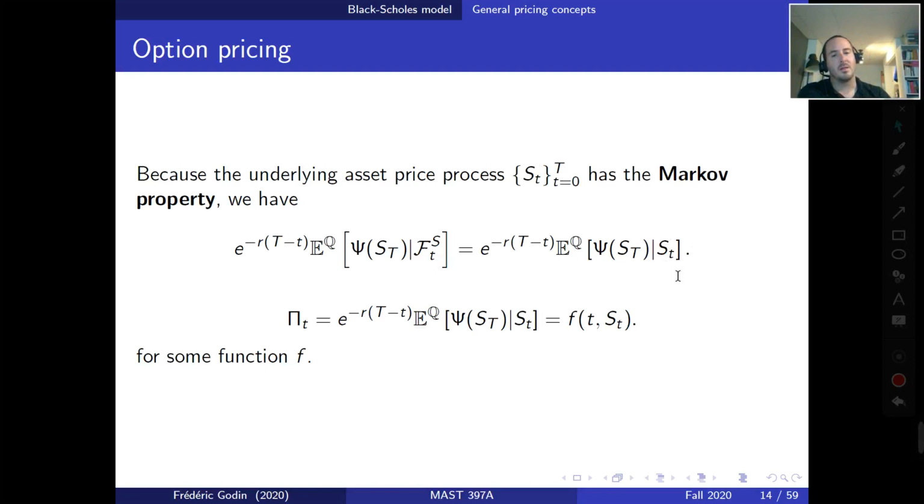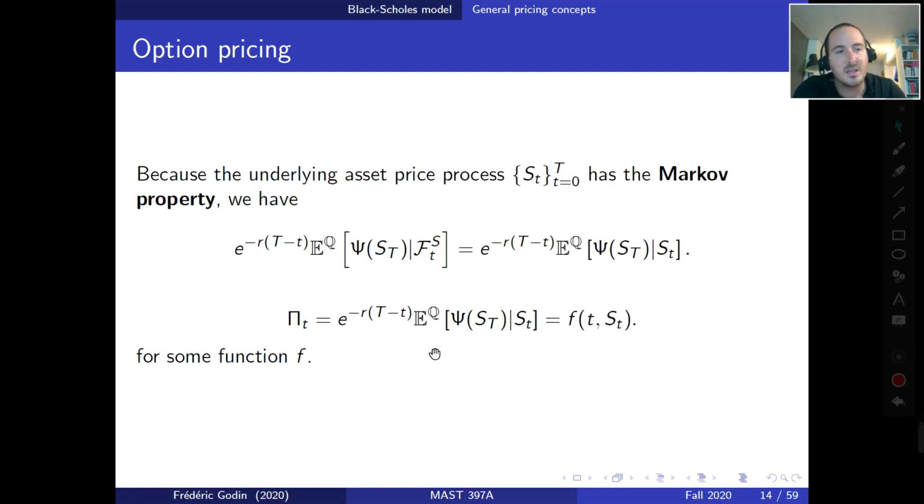Okay, so the only relevant information to predict payoffs or generate scenarios of the payoff in the future is the current stock price. Okay, so this is why we can replace in the risk-neutral valuation formula this conditional expectation here by the current value of the stock. So it means that the price of a derivative is the discount factor times the expected payoff conditional on the current value of the stock under the risk-neutral measure.